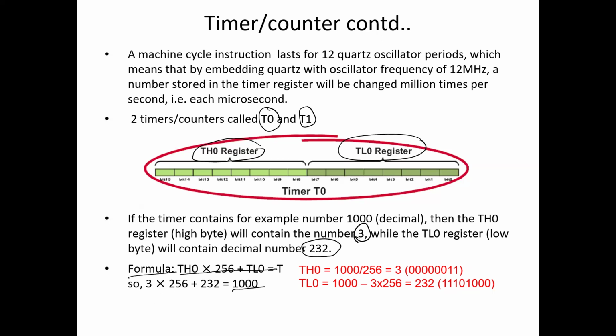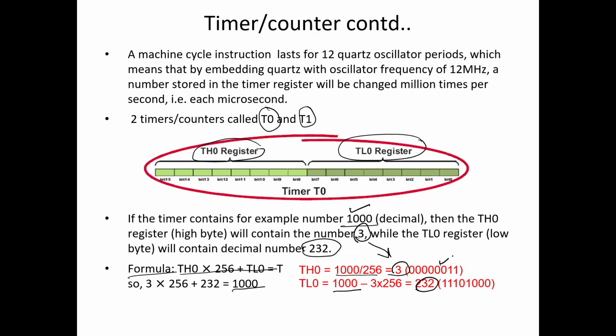How can I find it? TH0 equals 1000 by 256, because my decimal number is 1000. That means 3. I can find this number 3 like that. Same thing to find TL0. My decimal number is 1000, suppose I have to load this number in the timer. So 1000 minus 3 into 256, so I can find 232.